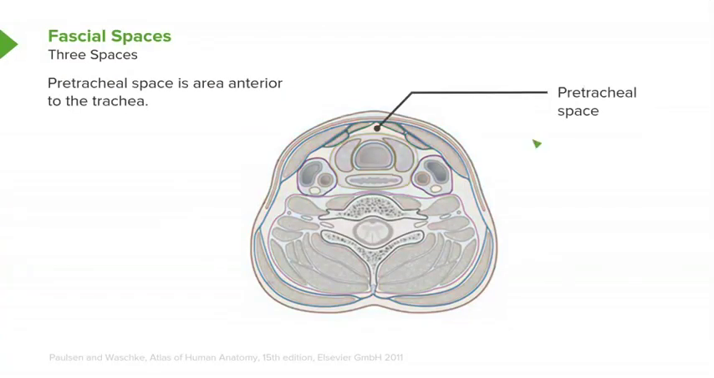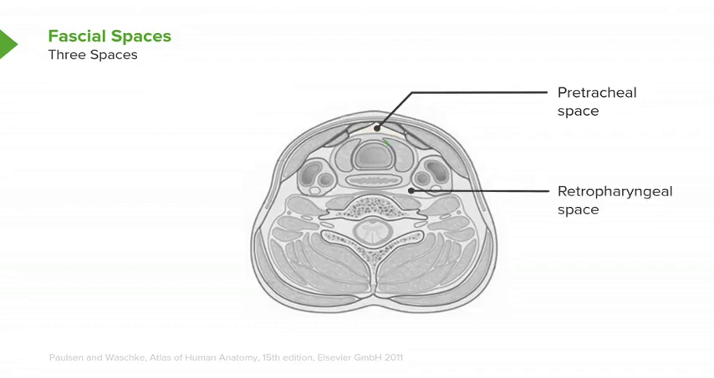First, we have the pretracheal space. The pretracheal space is shown anterior to the visceral compartment and thus lies anterior to the trachea in this particular view. A second space is shown right in through here. This is referred to as the retropharyngeal space, and it lies between the visceral compartment and its sheath and the vertebral compartment in its deep fascial layer.